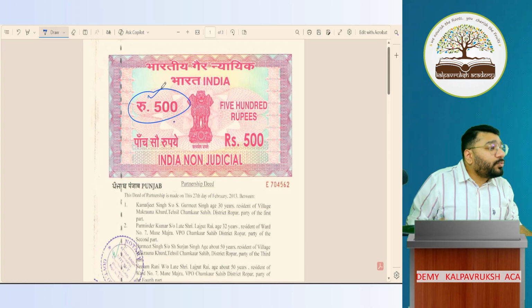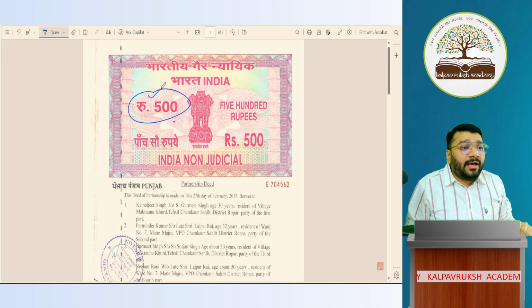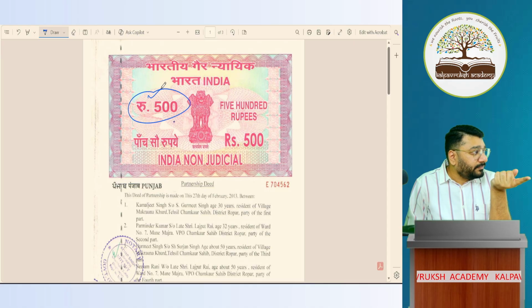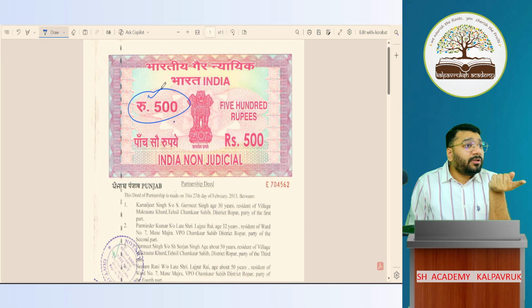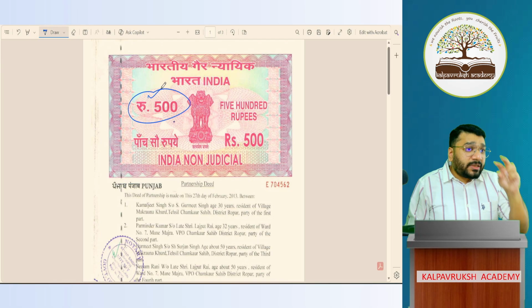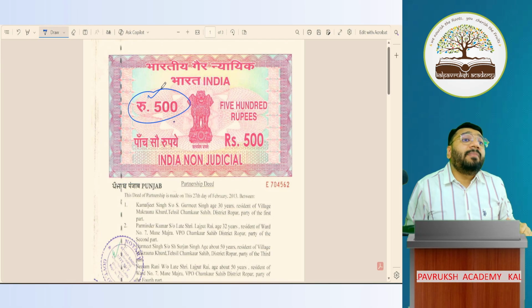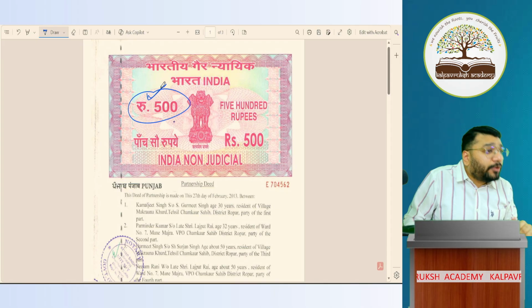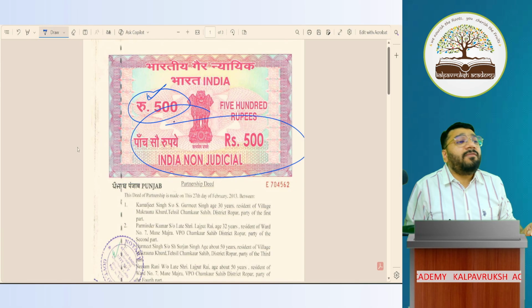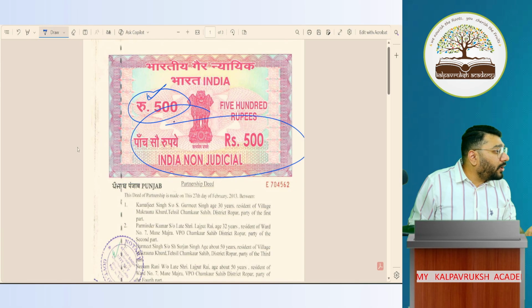So this 500 means what? When you go to a stamp vendor to buy the stamp paper, the stamp vendor sells this stamp paper. That stamp vendor is an agent of the government. We are staying in Tamil Nadu, so the stamp vendor is a representative of the Tamil Nadu government. So this 500 rupees you have to pay to the stamp vendor, which in return goes to the respective local government. Got it, not got it?